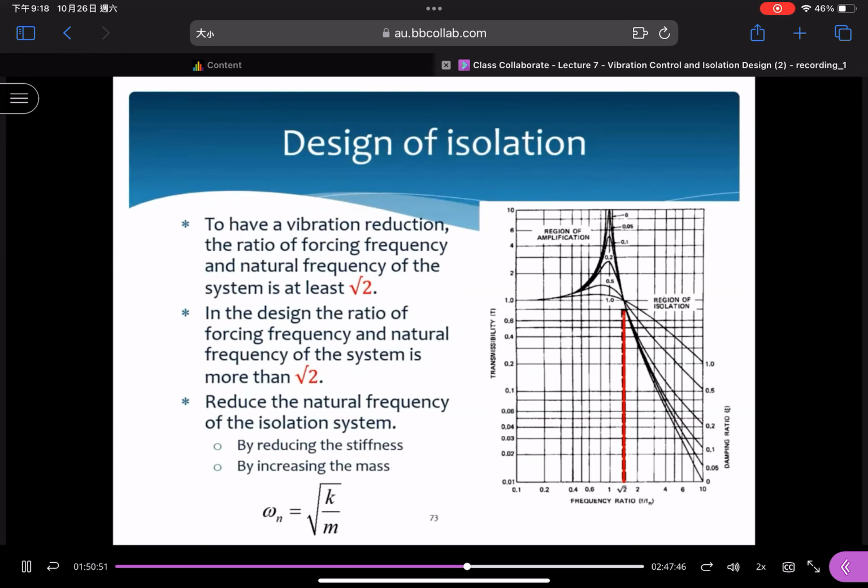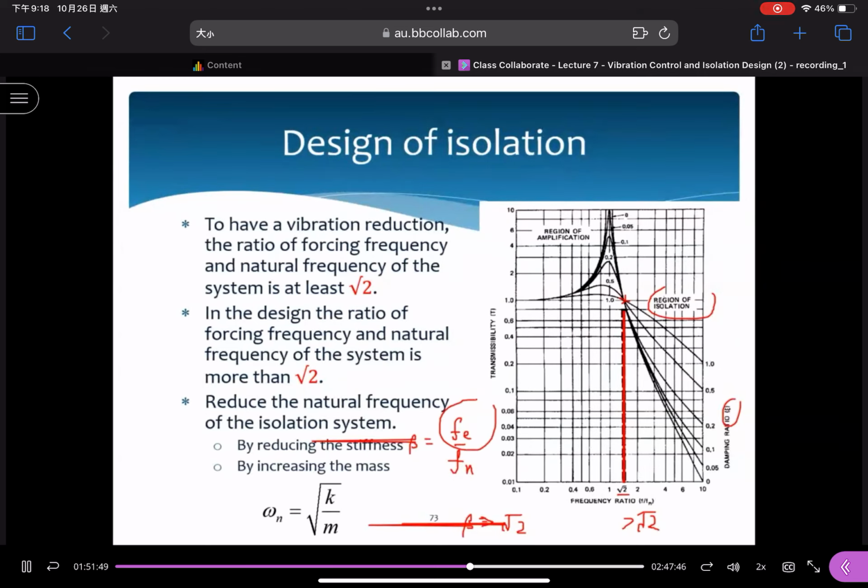To design a system, okay? We want to achieve this region, as I told you before. And the critical point is here, √2, correct? At √2, no matter what values of the damping ratio, it should be equal to 1. This is the minimum one. If we want to achieve an isolation design, it must be more than √2, okay, larger than √2. What does √2 mean? √2 is the frequency ratio, correct? What is frequency ratio? Frequency ratio is equal to the external frequency divided by the natural frequency. Okay, any problem?